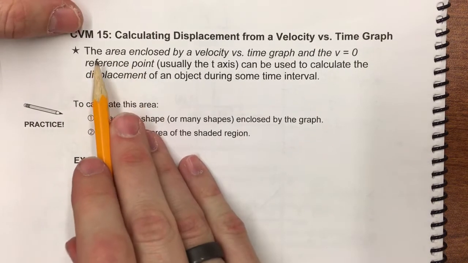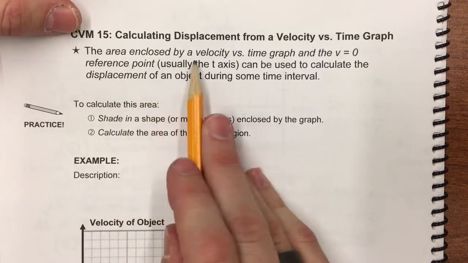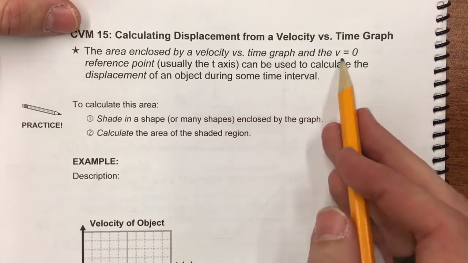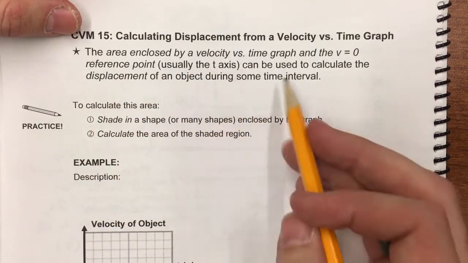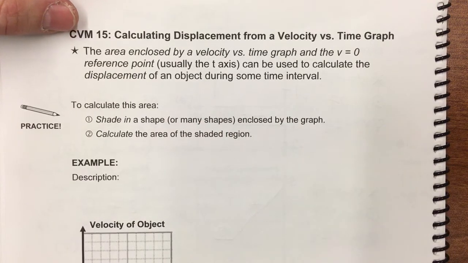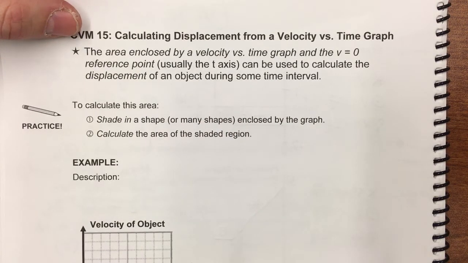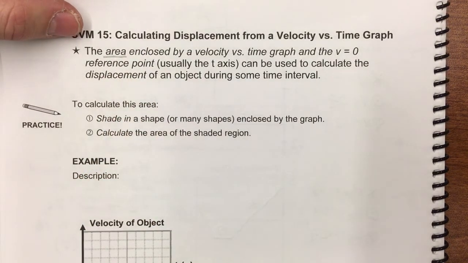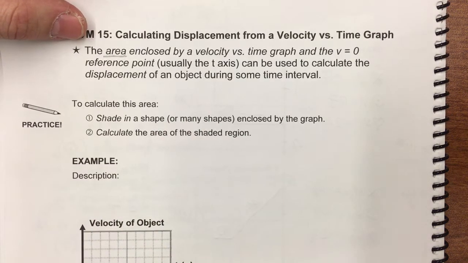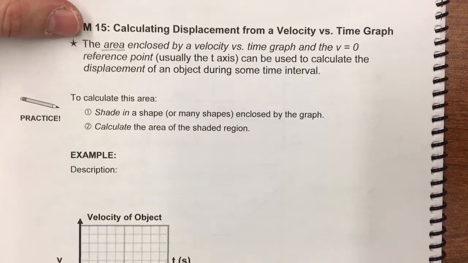Here's the idea. The area enclosed by a velocity versus time graph and the v equals 0 reference point, usually the t-axis, can be used to calculate the displacement of an object during some time interval. The area enclosed by the velocity graph can be used to calculate the displacement. We'll show you how this works, and then we'll come back to these calculations of the area.